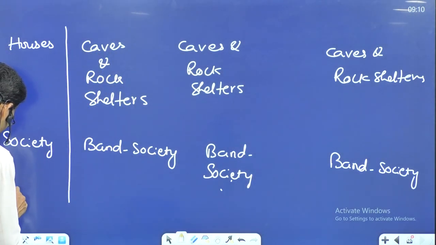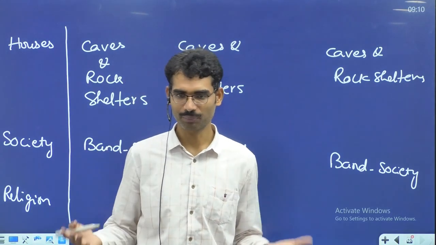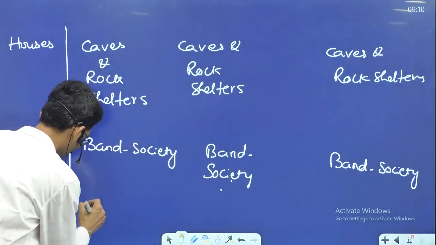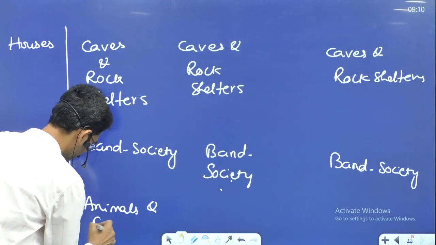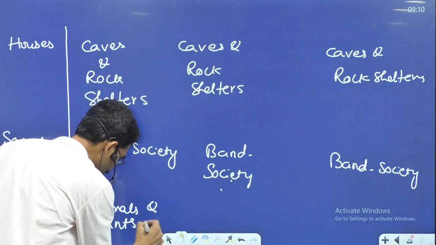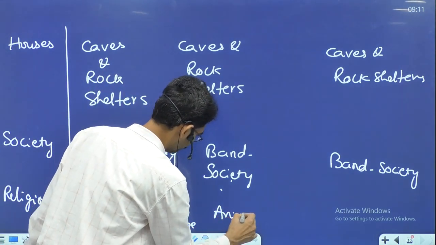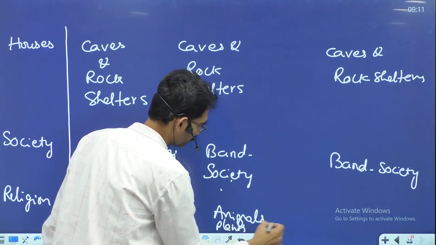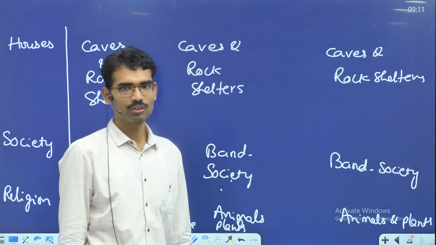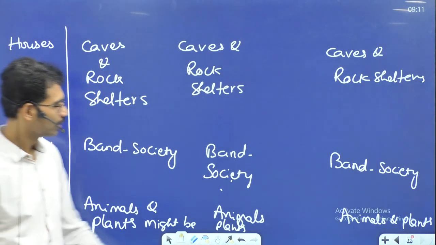And when it comes to religion, they might have had some kind of religious beliefs, because we can understand only through the paintings on the walls, like probably animals and plants. Animals, plants. Might be the same animals and plants. Now you can see that tradition even today also continuing. Religion.